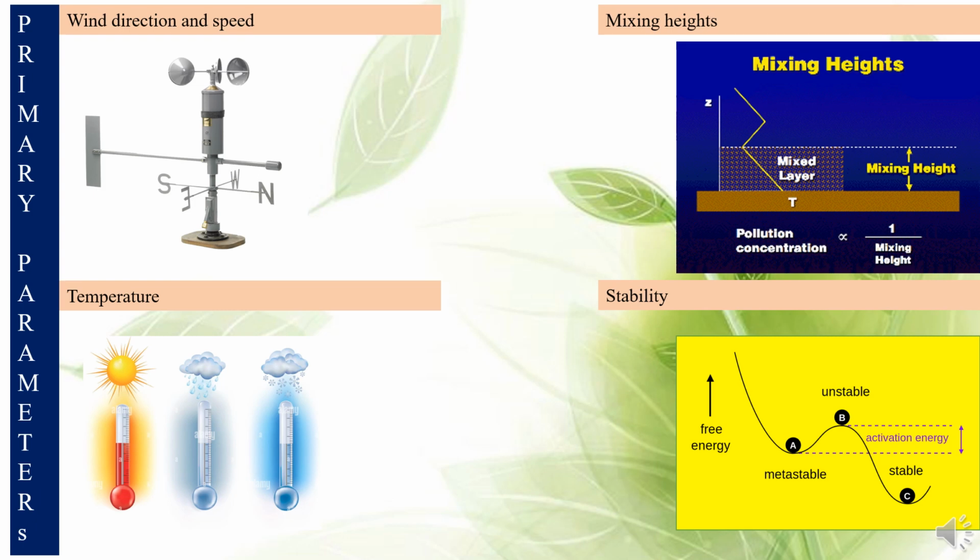Then the temperature. Temperature is a physical property of the atmosphere that quantitatively expresses hot and cold. It is the manifestation of thermal energy. The temperature is measured using a mercury thermometer, which works on the principle of thermal expansion. Mercury thermometers are useful up to 50 degrees Celsius.